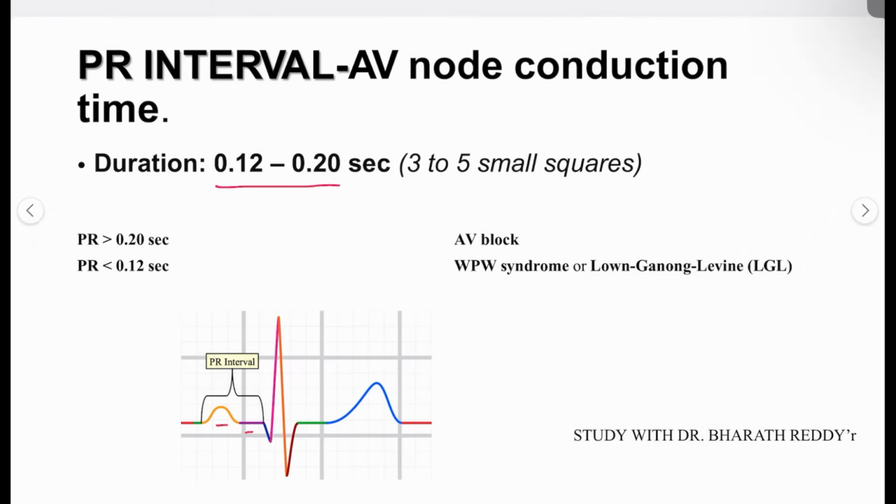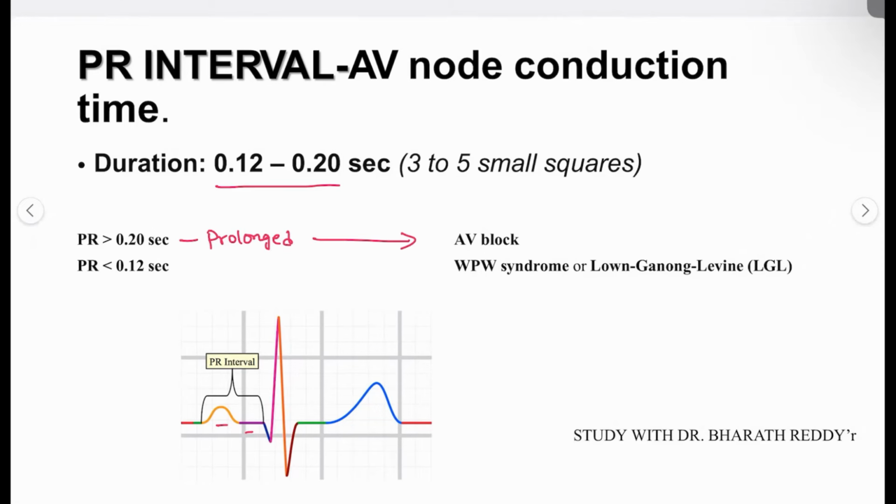Where this is presented, if the PR interval is prolonged, usually seen in your heart blocks. The Mobitz type 1, Mobitz type 2 or the complete heart block, you will be seeing the AV blocks. And the PR is less than 0.12 seconds.